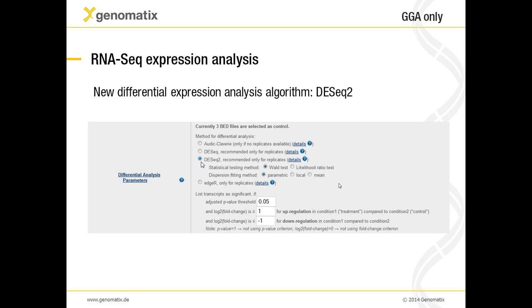One thing that we added to the RNA sequencing expression analysis, which is available only on the GGA, is the differential expression analysis algorithm DESeq2, which came out some time ago. So this was added here, so you do not only have Audiclavery and the old DESeq and the AHR as you used to have, but also the DESeq2. And the DESeq2 also comes with a few parameters that you can change here in the graphical user interface.